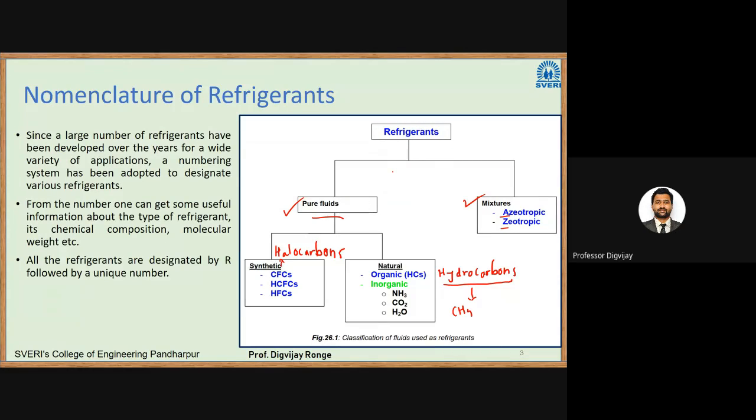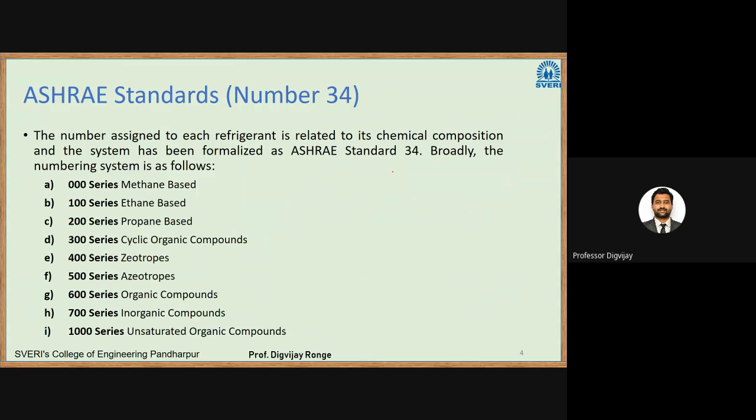Okay. So I hope you have noted down this classification. Now we'll see one by one. Okay, so we have ASHRAE Standard 34, which deals with this classification. The number assigned to each refrigerant is related to its chemical composition, and the system is formalized as ASHRAE Standard 34. Broadly, the numbering system is as follows.